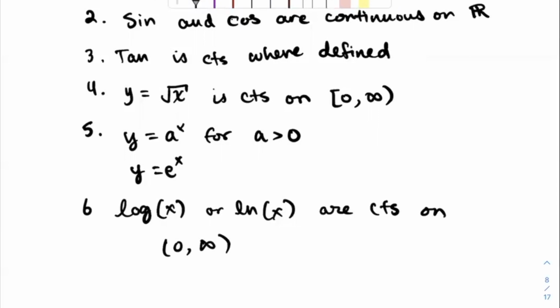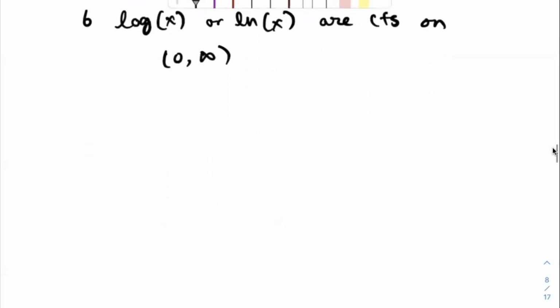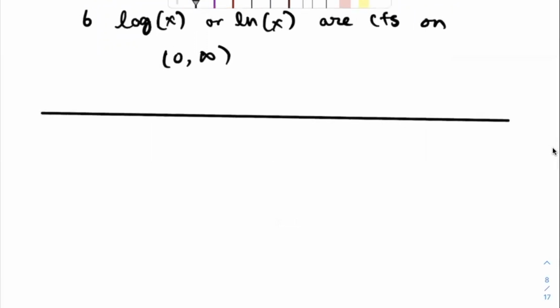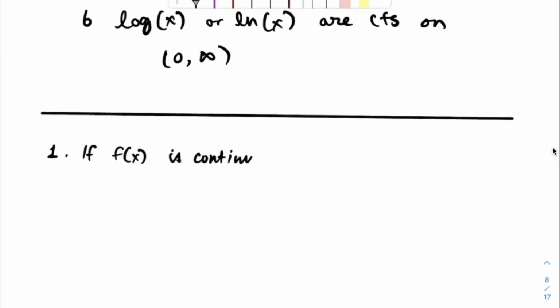And once we have continuous functions, we can also use these to create more continuous functions. So firstly, if f of x is continuous on some interval, then any constant multiple of f of x is also continuous. And that's for any real number k. We can multiply f of x by k and still get a continuous function.